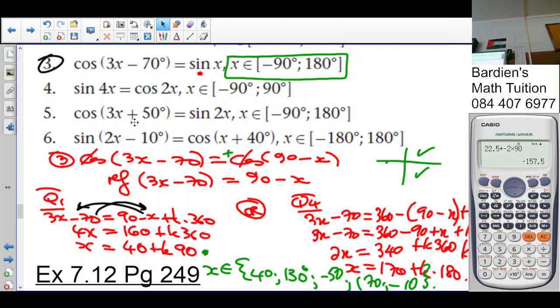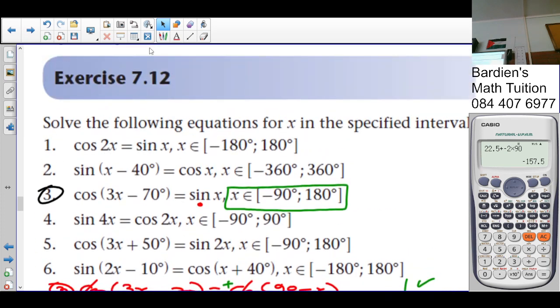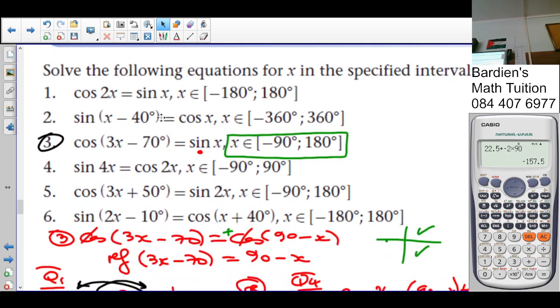Alright. So for homework, I want you guys to do the balance of exercise 7.12. I'm not going to give you more work from here because I know you guys are writing tomorrow. So this is where we'll stop with our lesson today.